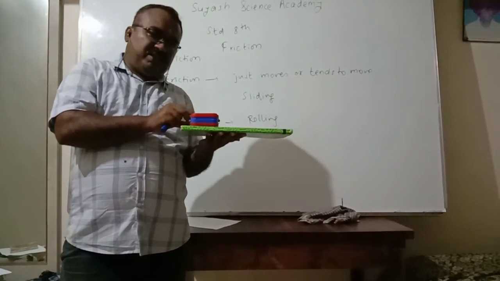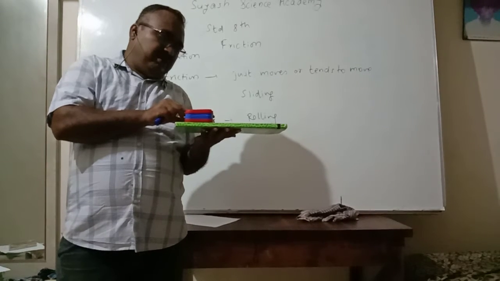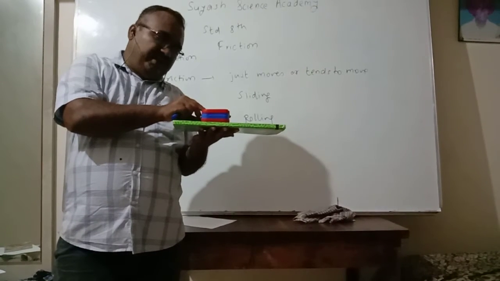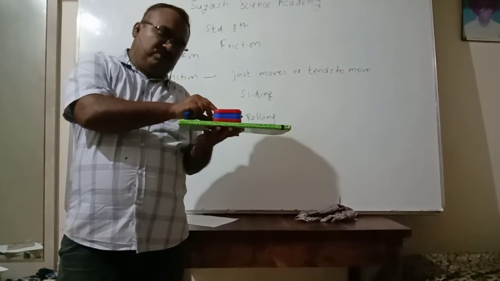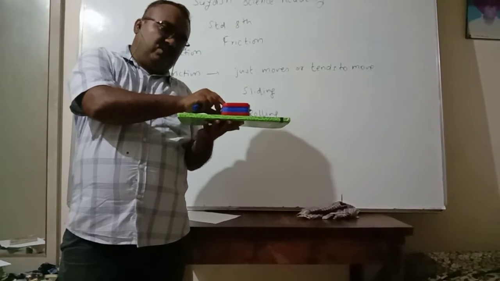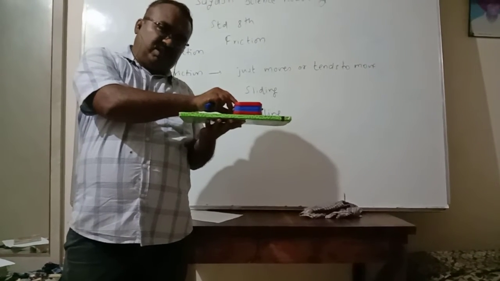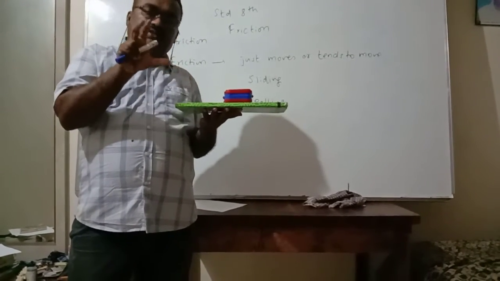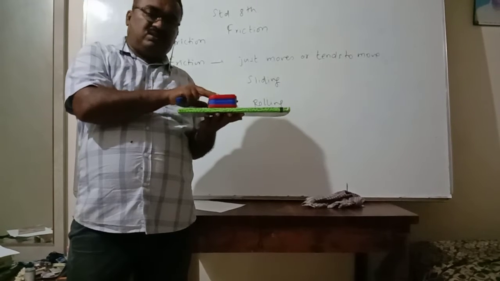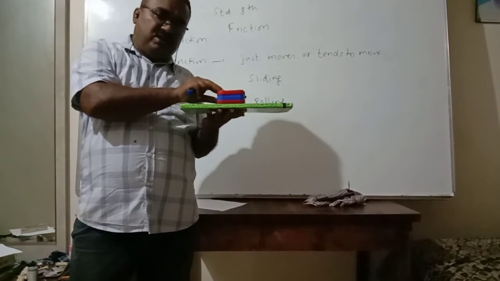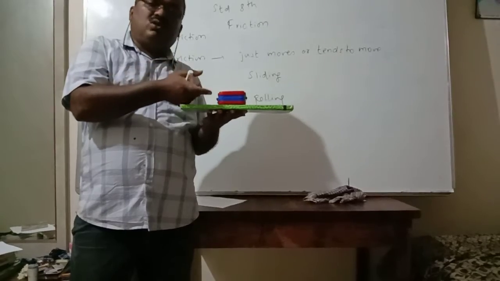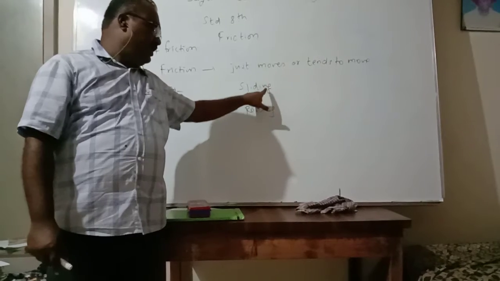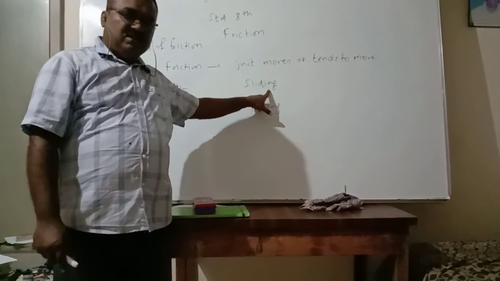Then the second friction is sliding friction. When I apply force so that this compass box moves with constant velocity, it is sliding over the notebook. This type of friction is called sliding friction. The definition is the same: friction between two bodies in contact when one body is sliding over another body. You have to replace the words 'just moves or tends to move' with 'sliding'.